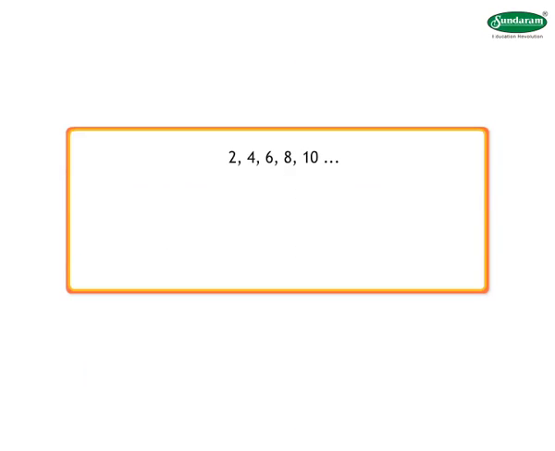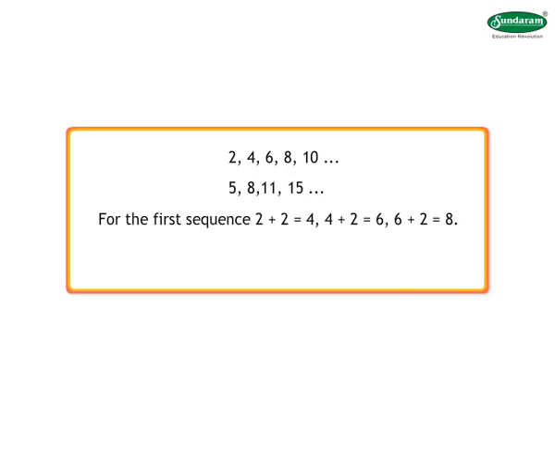See these sequences. Now, do you get any relationship between any two consecutive terms? For the first sequence, 2 plus 2 is equal to 4. 4 plus 2 is equal to 6. 6 plus 2 is equal to 8. After knowing the first term, we are getting each consecutive term by adding a fixed number to the previous term.